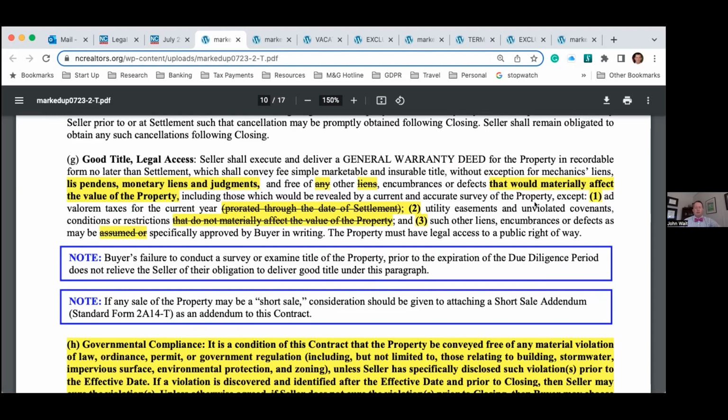And interestingly, some of these arguments were more compelling than others for buyers. But what this tweaking of the language is meant to do, it really focuses on this word materially right here. It has to be a material effect on the actual title. Now, that language wasn't in there before. It's to hopefully cut down on these buyer claims of these ticky-tack things that they're trying to make into mountains in order to get out of the contract, maybe after the due diligence period has expired.